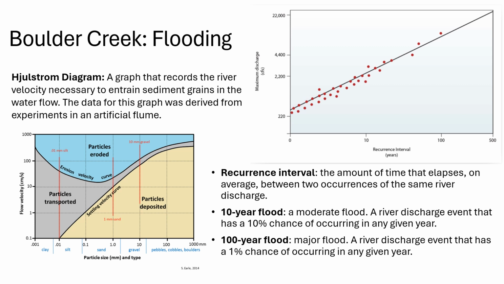You can see the discharge graphed against the recurrence interval in that upper right graph. On the left, though, you'll see a Hjulström diagram. So this is a graph that records the river velocity necessary to entrain different sediment grain sizes in the water flow. So this is how very, very large rocks being deposited in a river can indicate that they were transported by very fast water flow.